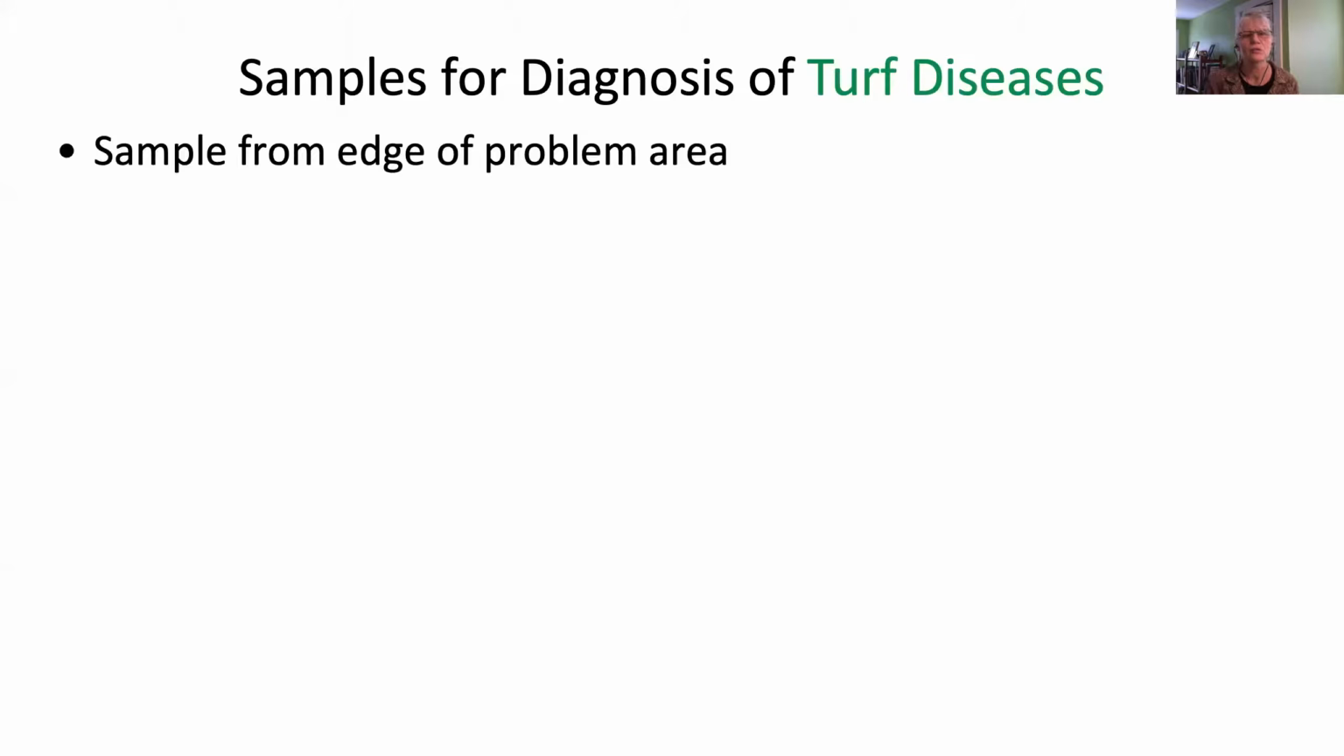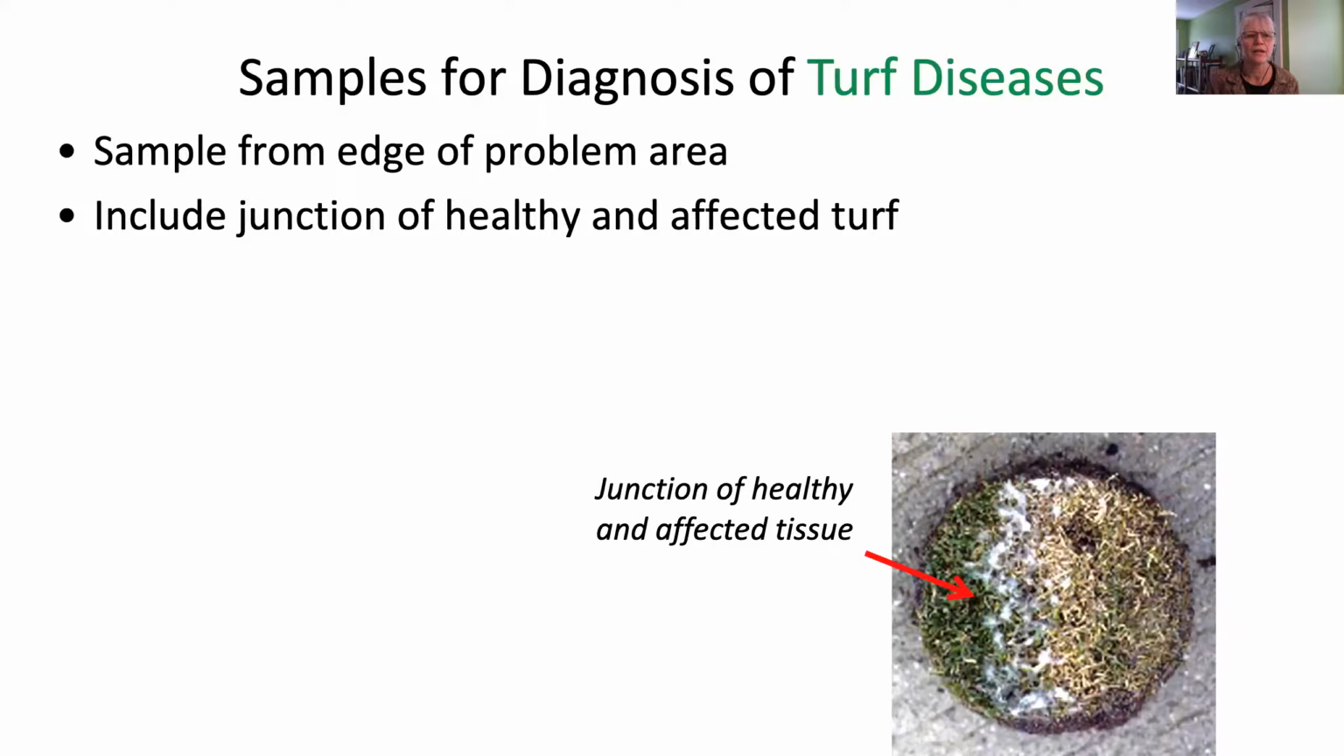And so what you want to do is sample from the edge of that patch. And you want to include, again, the junction of healthy and affected turf. So it's the same thing for every different kind of plant sample. And I think you can clearly see it on this turf sample that was submitted here. They did a nice job of collecting a plug of turf that was about 6 inches in diameter. And it was right at the edge of that patch, and it showed the dead and the green tissue.